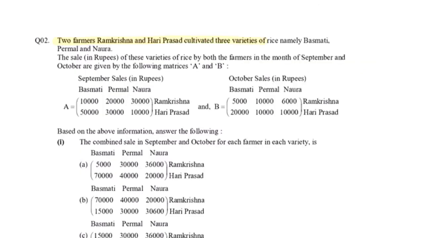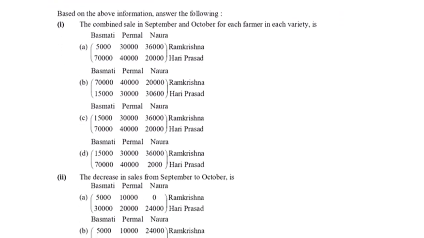In question number 2, two farmers Ramkishan and Hari Prasad cultivated 3 varieties of rice, namely Basmati, Parmal and Naura. The sale in rupees of these 3 varieties of rice by both the farmers in the months of September and October are given by the following matrices A and B. In September, the sale of rice is given by the matrix A, and in October, the sale of rice is given by the matrix B. Based on the above information, answer the following.